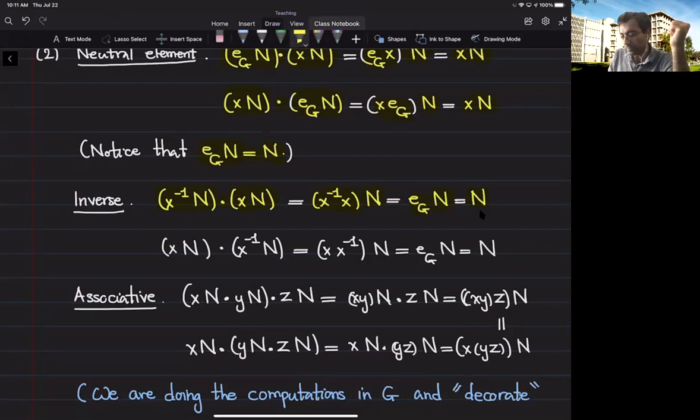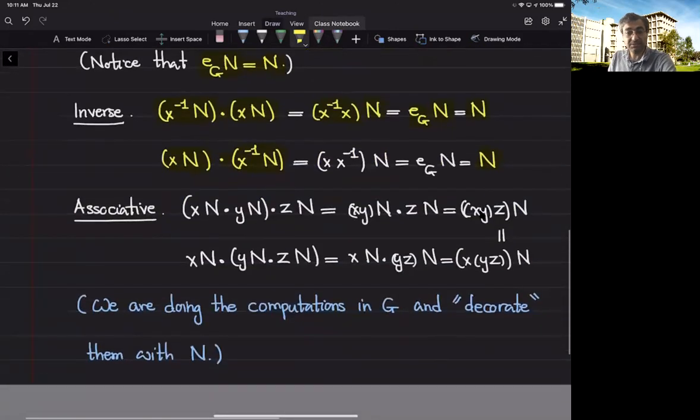And similarly, if I multiply xN this time from the left by x inverse N, I end up getting the same result. So that means we do have an inverse. Every element has an inverse. Finally, let's check why this operation is associative.